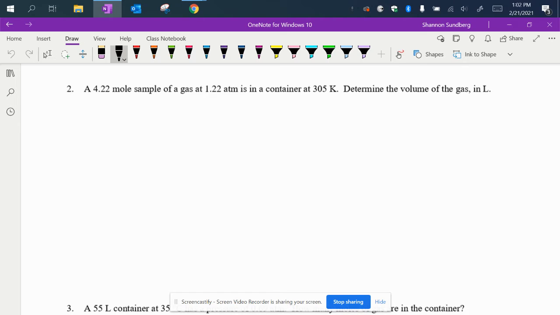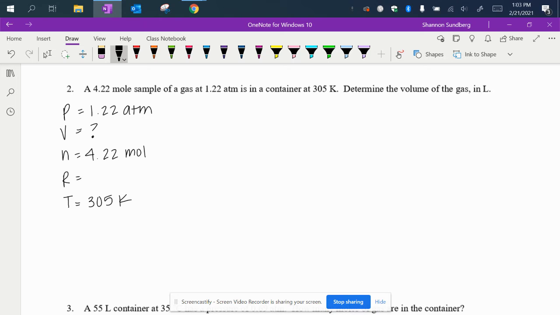As always, what I'd like to do is write out my variables first. So here we go. P, V, N, R, and T. Okay, and then I like to fill in what I have. 4.22 moles, that's my N value. 1.22 atm, that's atmospheres, that's pressure. 305 Kelvin, that's temperature. And then it says determine the volume. I'm going to put a question mark by V.